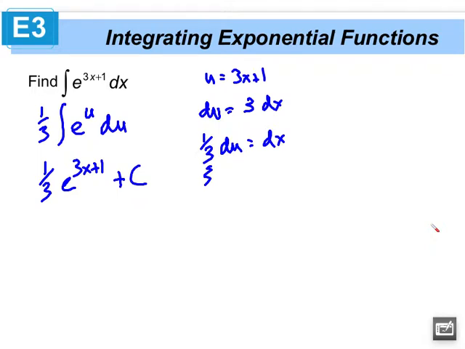Question? Would you have to multiply the c by 1/3 as well? Because I wasn't sure if there'd be parentheses around the e to the 3x plus 1 plus c. What's c times 1/3? c over 3? Nope.